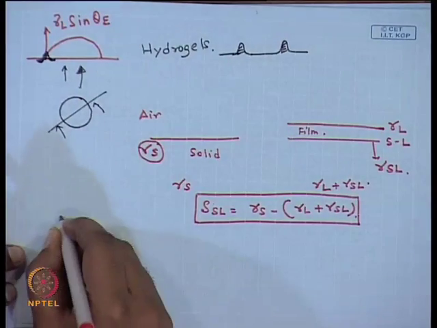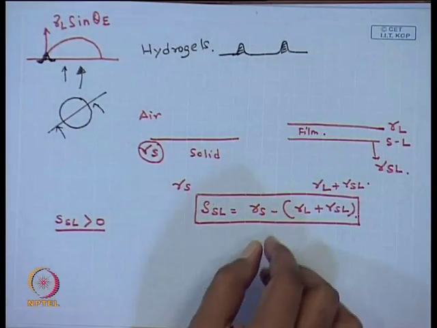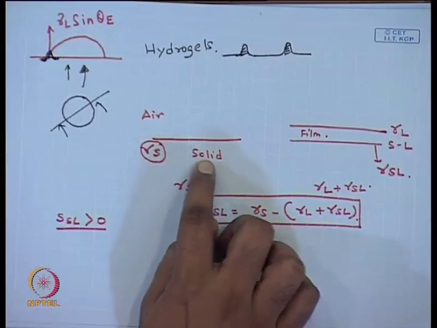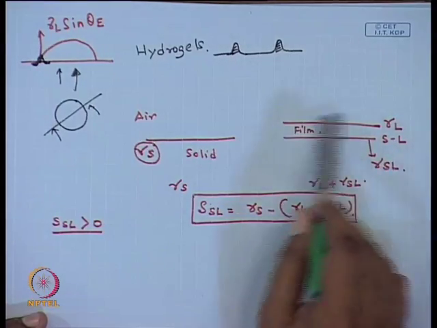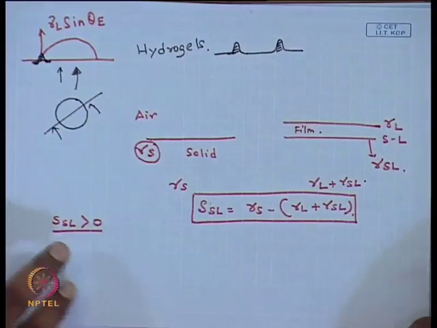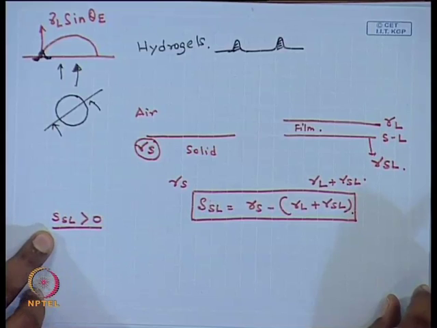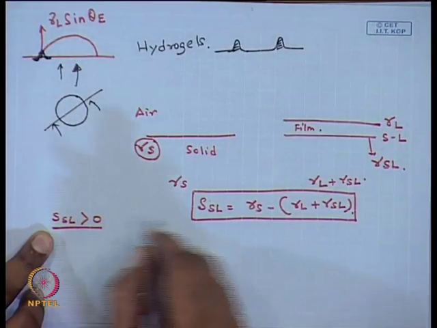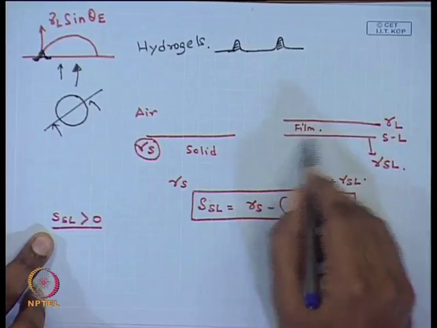Now, if the spreading coefficient S_SL is greater than 0, it means that you initially had higher energy ascribed to the solid surface, and by way of coating the film on top of it, you have actually reduced the total energy. We know that any natural process would prefer to tend towards a lower energy configuration. So, in this case where the spreading coefficient is greater than 0, by way of the coating you have reduced the total energy of the system. Therefore, in such a case the spreading of the film on the solid surface is preferred. So, you can have complete wetting.